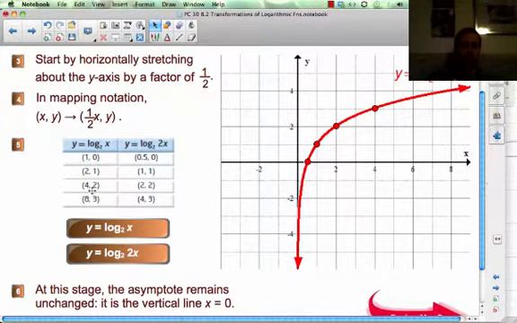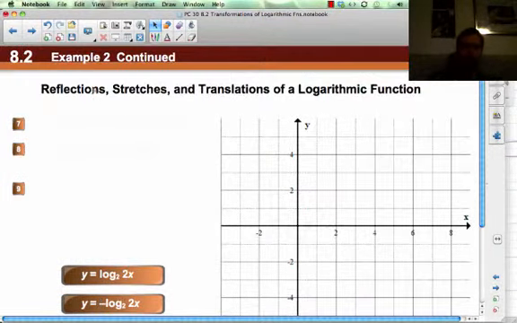So notice the y values aren't changed from one to the next, only the x values, and all we've done is take each x value and halve it. Okay, so 1 becomes a half, 2 becomes 1, 4 becomes 2, 8 becomes 4. So we've applied the B stretch first.